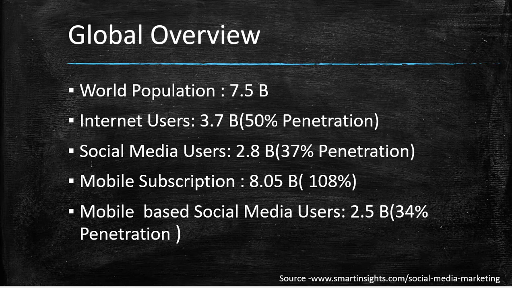The world population is 7.5 billion, while internet users are 3.7 billion, meaning 50% penetration of internet users in the total world population. The total social media users are 2.8 billion, which is 37% of the total world population. But the most important point to note here is mobile-based social media users, which is 2.5 billion, meaning 34% penetration in the total world population. But 2.5 billion mobile users in a total of 2.8 billion social media users means close to 90% of users access social media via a mobile device.